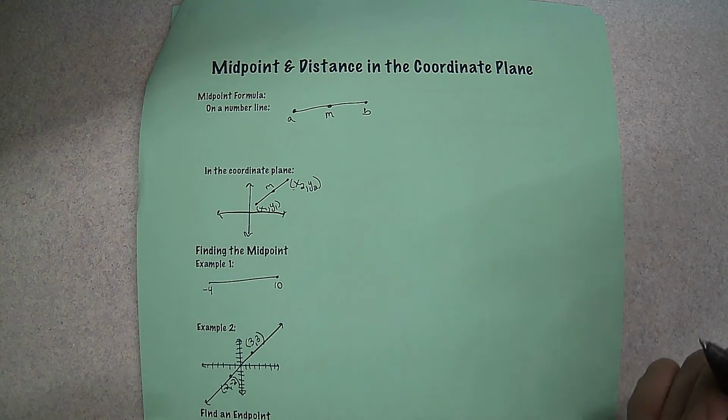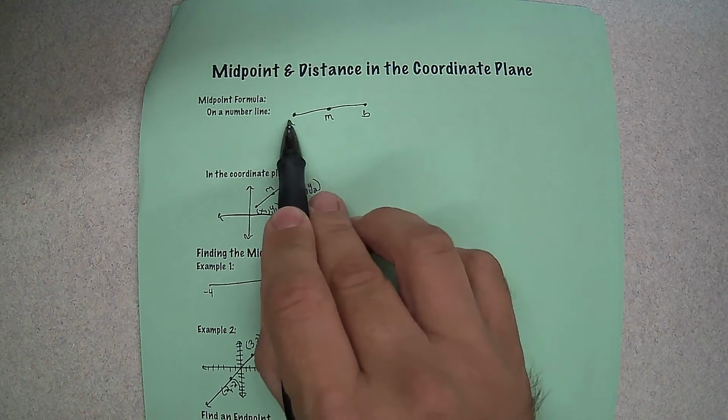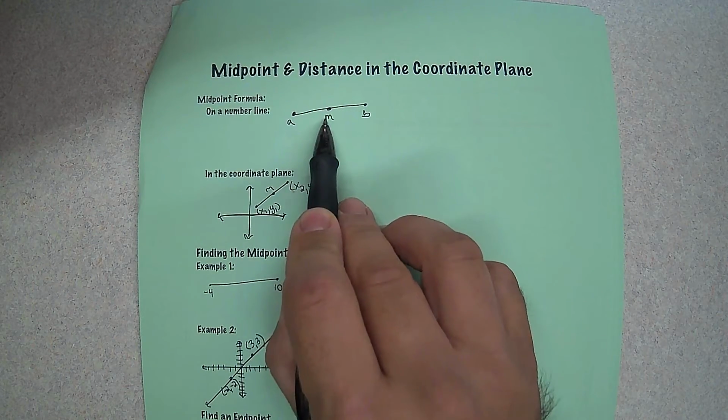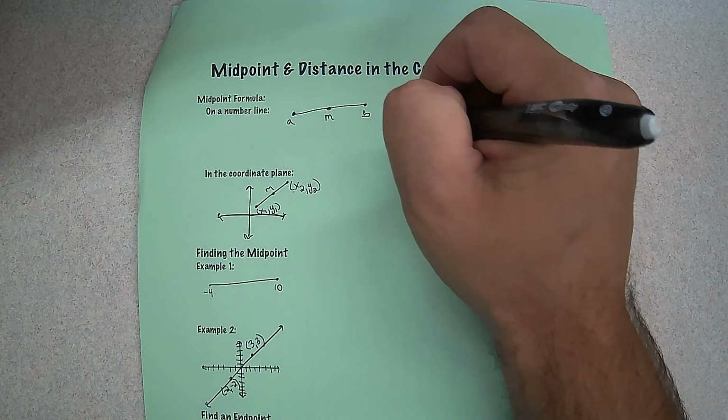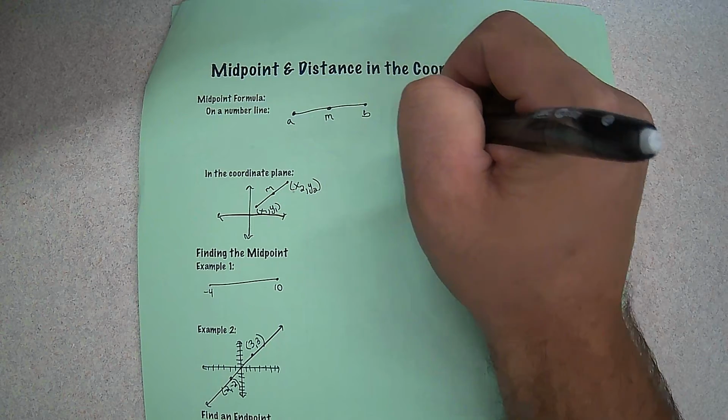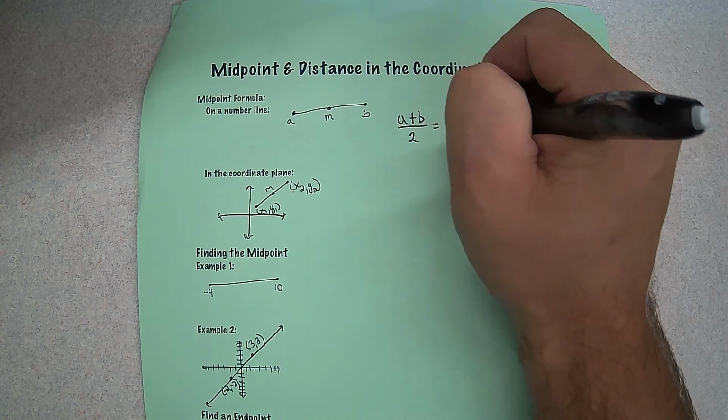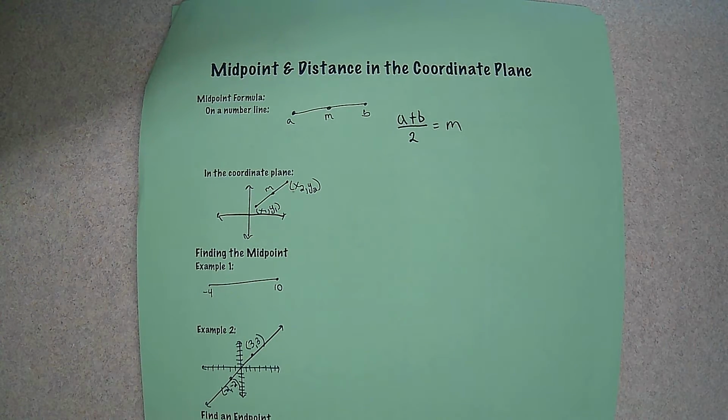Number line is pretty straightforward. If I have these two parts, I need to find halfway through. So I add them up. So A plus B and divide it by 2. And that's going to equal our midpoint.